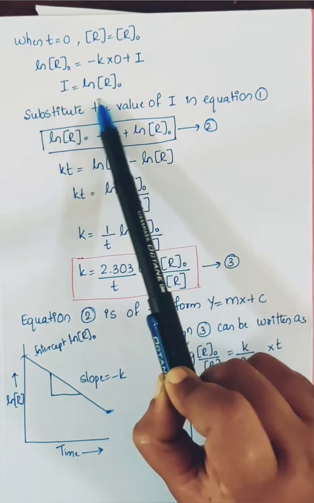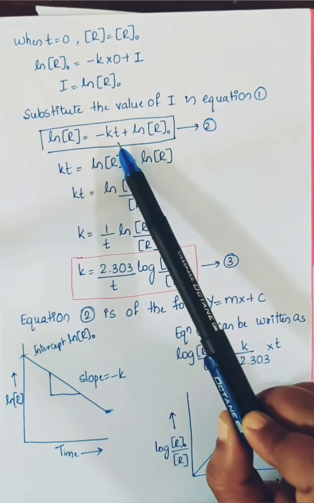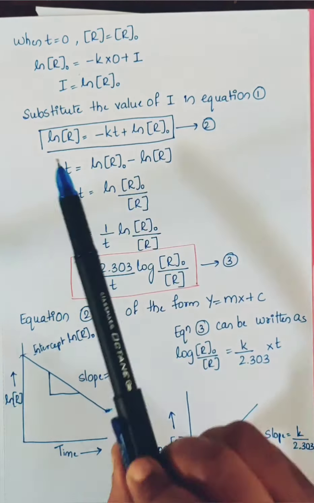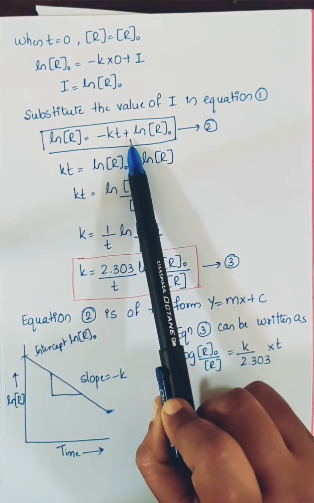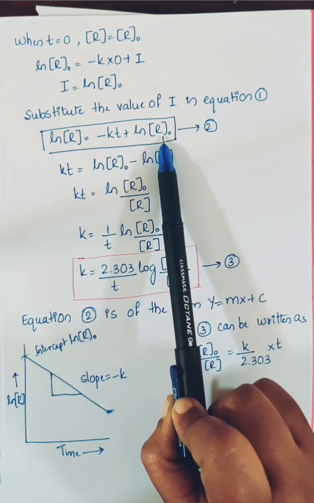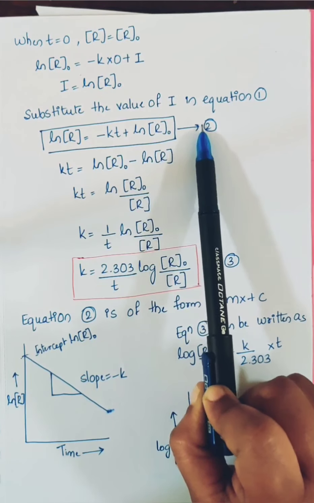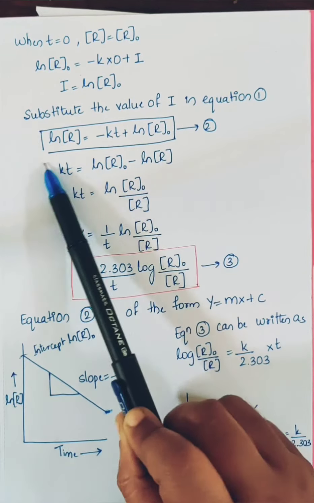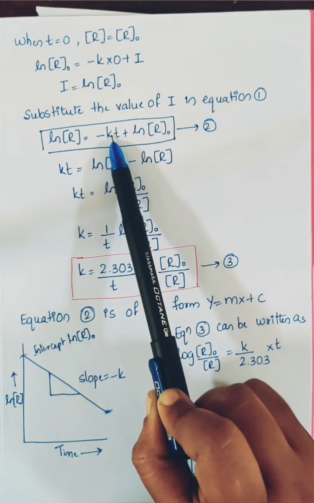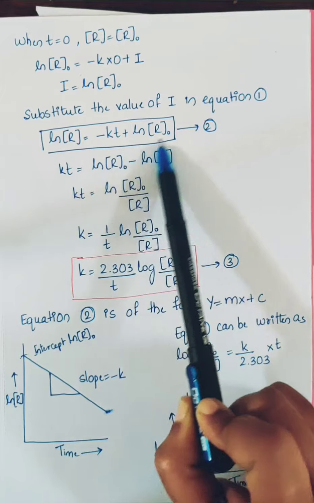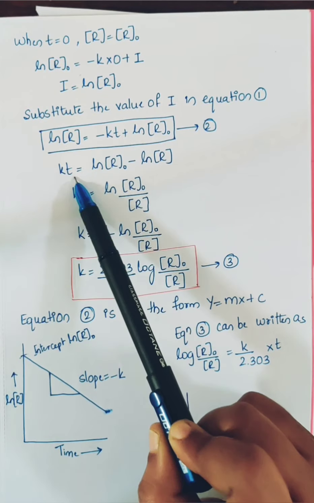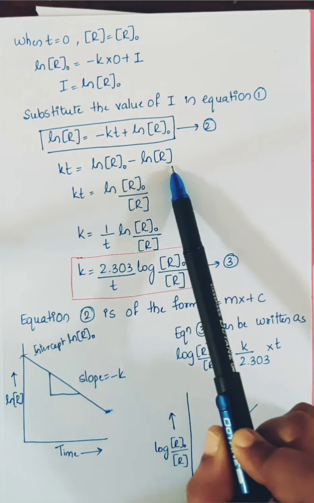So put the value of I in equation 1, what we had got in the previous slide. There you will get ln R is equal to minus Kt plus ln R naught. Let us consider it as equation 2. Now I am just going to rearrange this equation. So Kt is equal to what? ln R naught minus ln R will be equal to Kt.